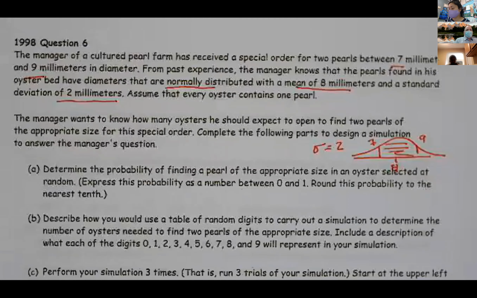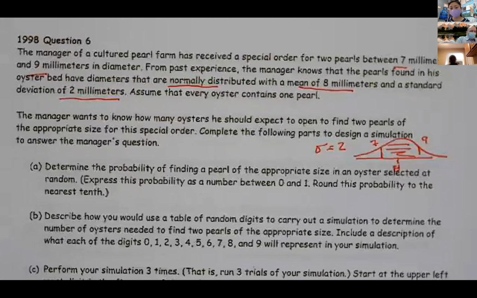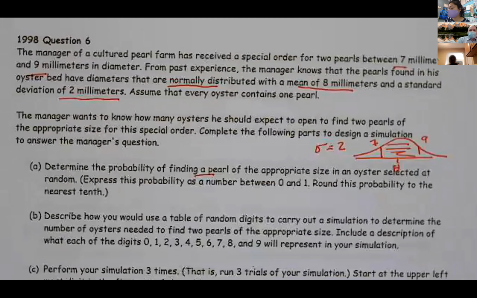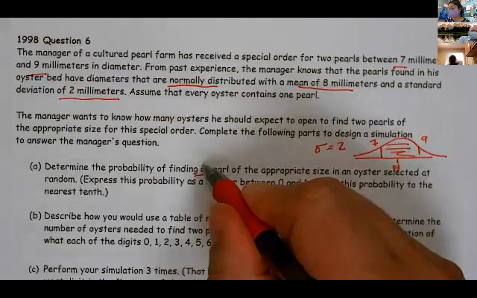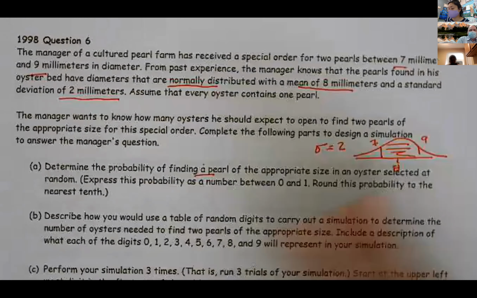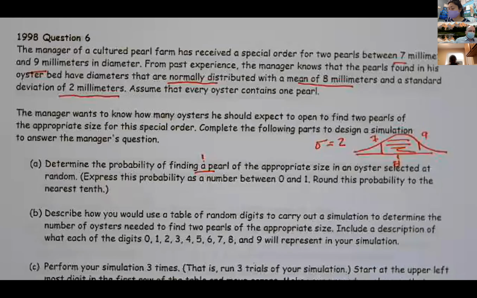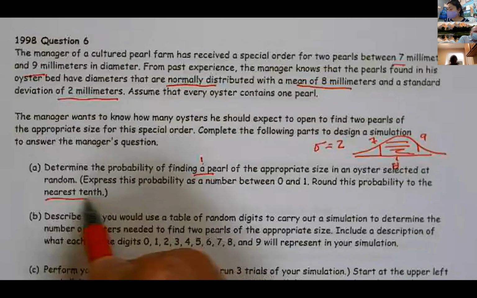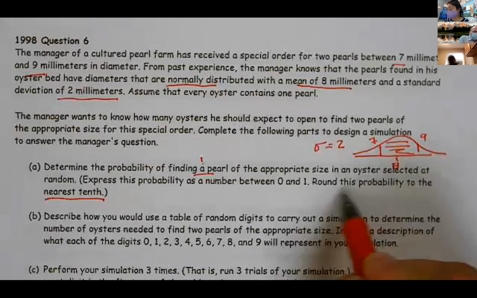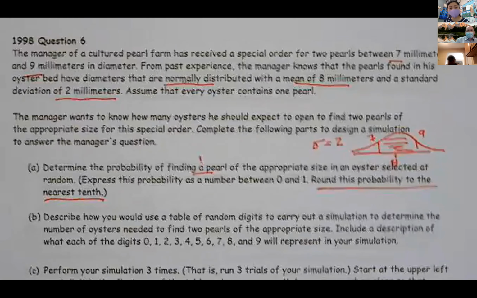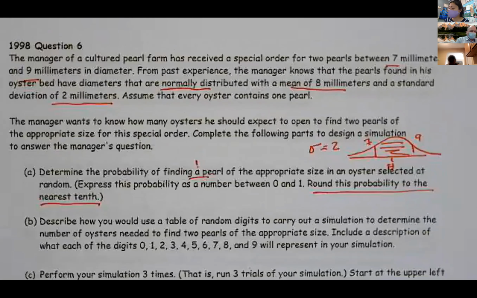So the very first question was: determine the probability of finding a pearl. Now, "a" is nice of them. That means "a" is singular, so just 1. Even though he wants 2, right now we're only concerned with 1 of the appropriate size in an oyster selected at random. Express this probability as a number between 0 and 1. Round the probability to the nearest 10th. Don't skip that part. Otherwise, the test becomes a little bit more challenging.